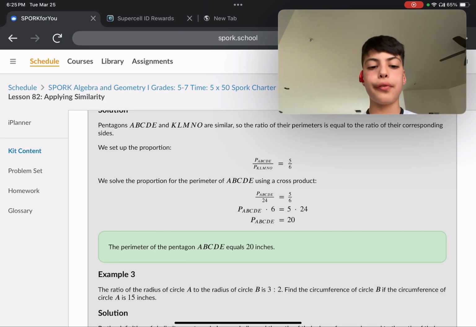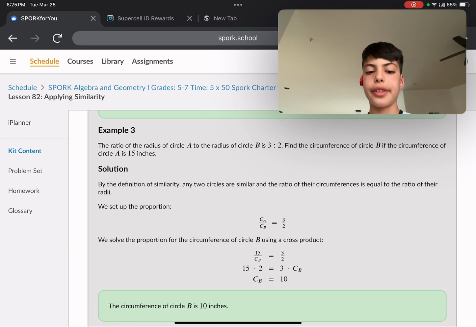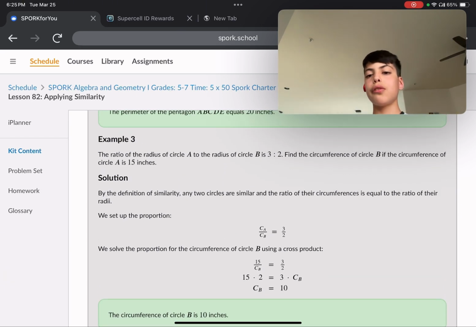First way is we could do 15 times 2 over 3. We're just reworking the similarity ratio to make it into a fraction so we can multiply. 15 times 2 over 3, we would get 10 inches. So the circumference of circle B would be 10 inches. Or we could do what times 3 would get you 15? That would be 5. So you'd do 2 times 5, and you would get 10 inches. And that's correct.